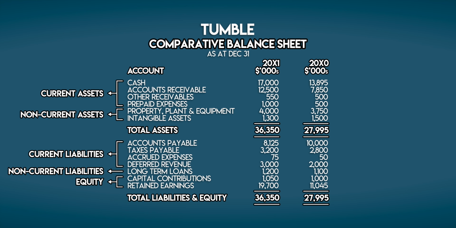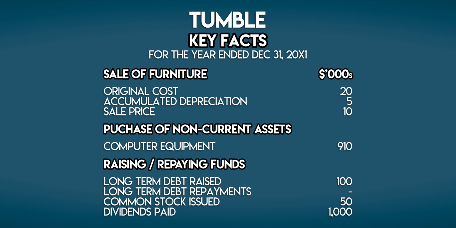Nice! One more thing before we begin. Here are some key facts which happened during the year. Tumble sold some furniture for $10,000, which originally cost them $20,000 and had been depreciated by $5,000. The loss on the sale was charged to general and admin expenses. Tumble also spent $910,000 on computer equipment. They raised $100,000 in long-term debt and made no repayments. And finally, they issued $50,000 in common stock and paid out $1 million in dividends.